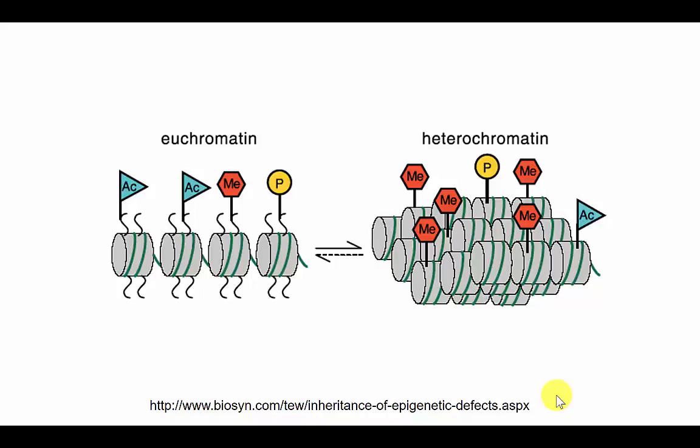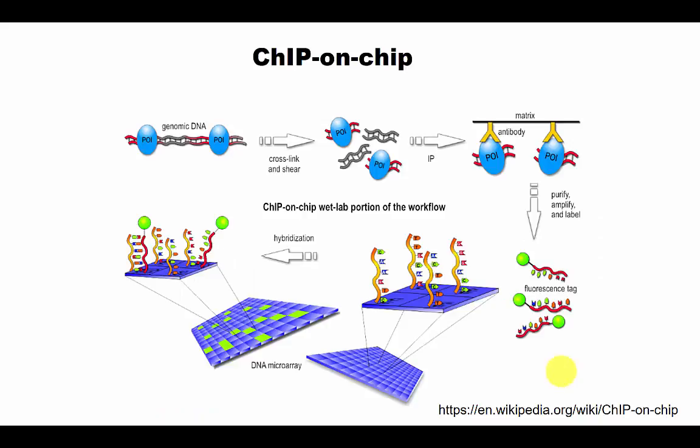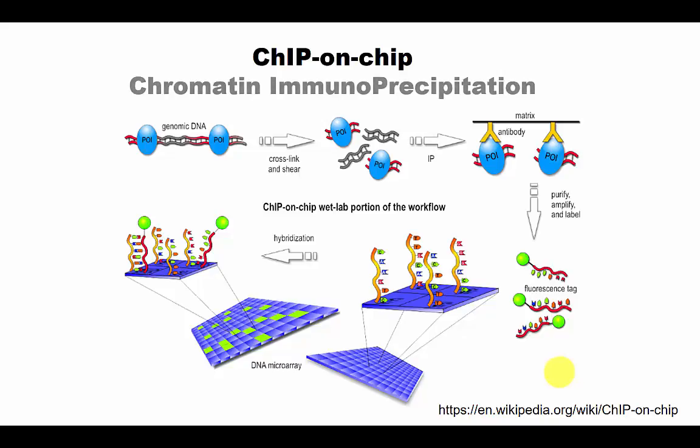The approach can be quite similar to DNA methylation. For histone modification mapping, we use the technique so-called chip-on-chip. Here the first chip is chromatin immunoprecipitation. Chromatin is DNA structure. Immunoprecipitation sounds like we still need to use antibodies.